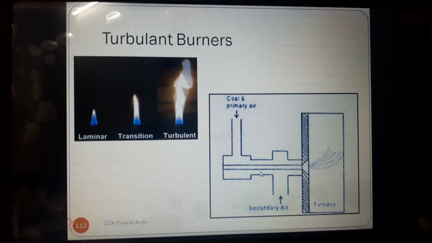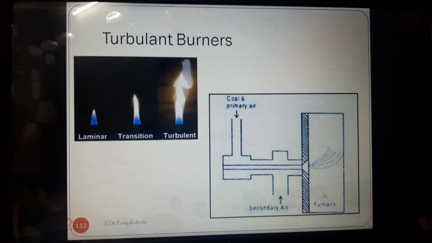So in turbulent burners, let us refer to this figure. It is also called a short flame burner. These burners can fire horizontally or at an inclination by adjustment. The fuel air mixture and secondary hot air are arranged to pass through the burner in such a way that there is good mixing, and the mixture is projected in highly turbulent form into the furnace.